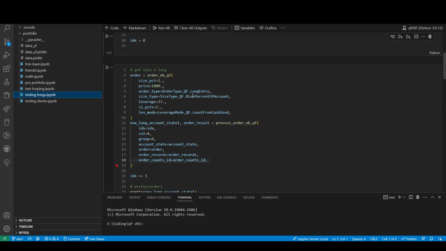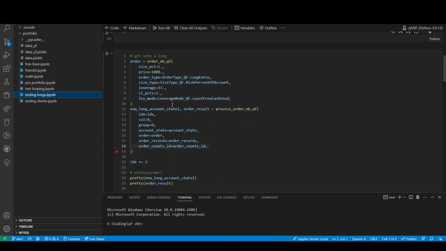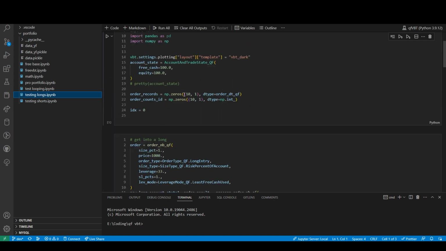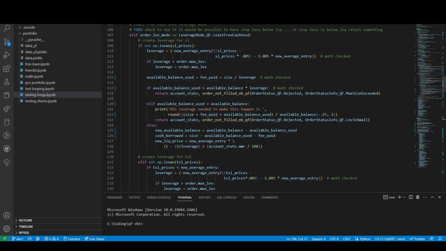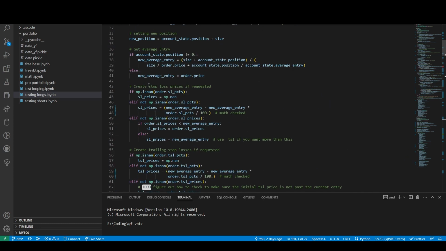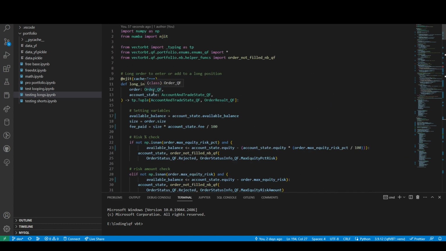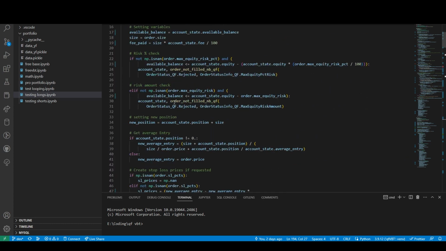So in this testing longs, I just need to go ahead and send an order to the long and the account state to the long. So send it this order, send it this.